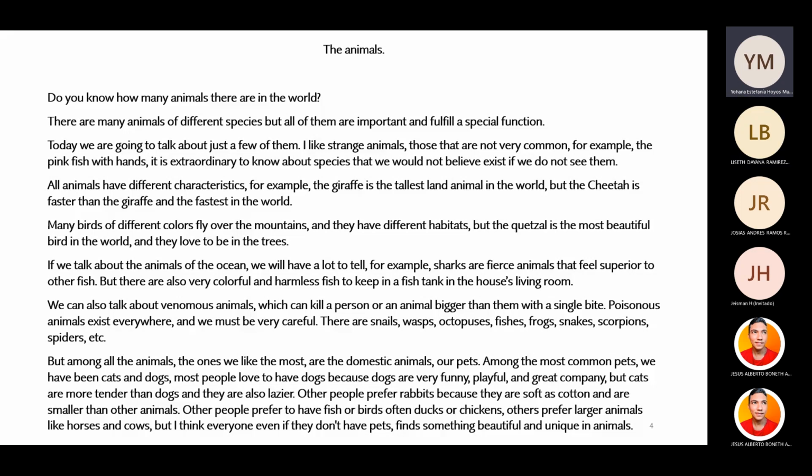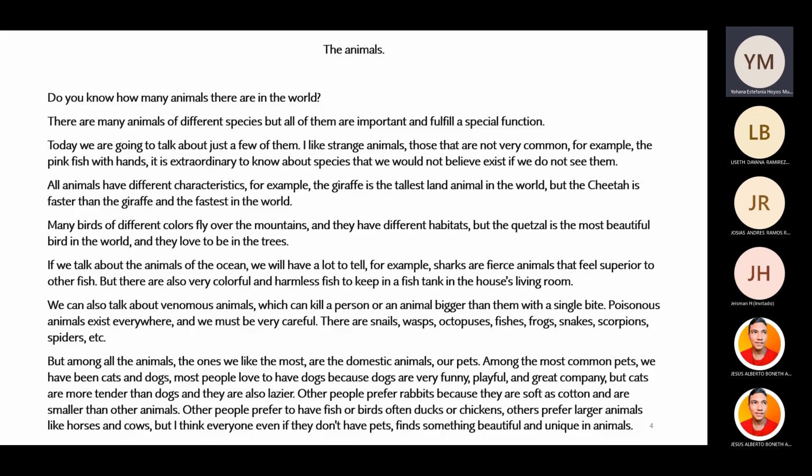We can also talk about venomous animals which can kill a person or an animal bigger with a single bite. Poisonous animals exist everywhere and we must be very careful. There are snails, wasps, octopus, fishes, frogs, snakes, scorpions, spiders, etc.